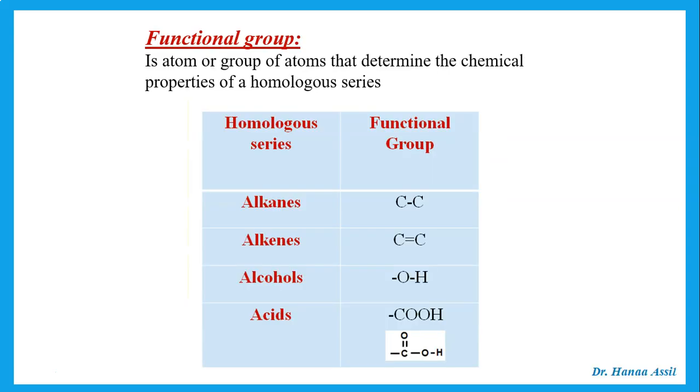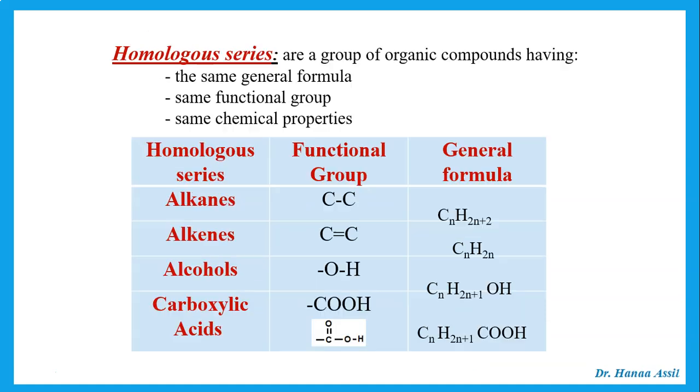A functional group is part of the molecule that determines the chemical properties of a group of organic compounds. So you should know, if we're talking about alkanes, they all have single bonds between the carbons, so that's a functional group. Alkenes would have a double bond somewhere, alcohols would have an OH somewhere, and acids would have this group, which is C double bond O, OH. These are called the functional groups.